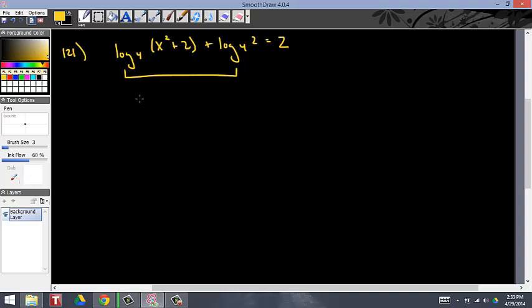Logarithms. They're back. Okay, let's do another one. 121. Log base 4 of (x plus 2) plus log base 4 of 2 equals 2. Again, combine your logarithms so that it's a single log base 4 of 2 times (x plus 2).